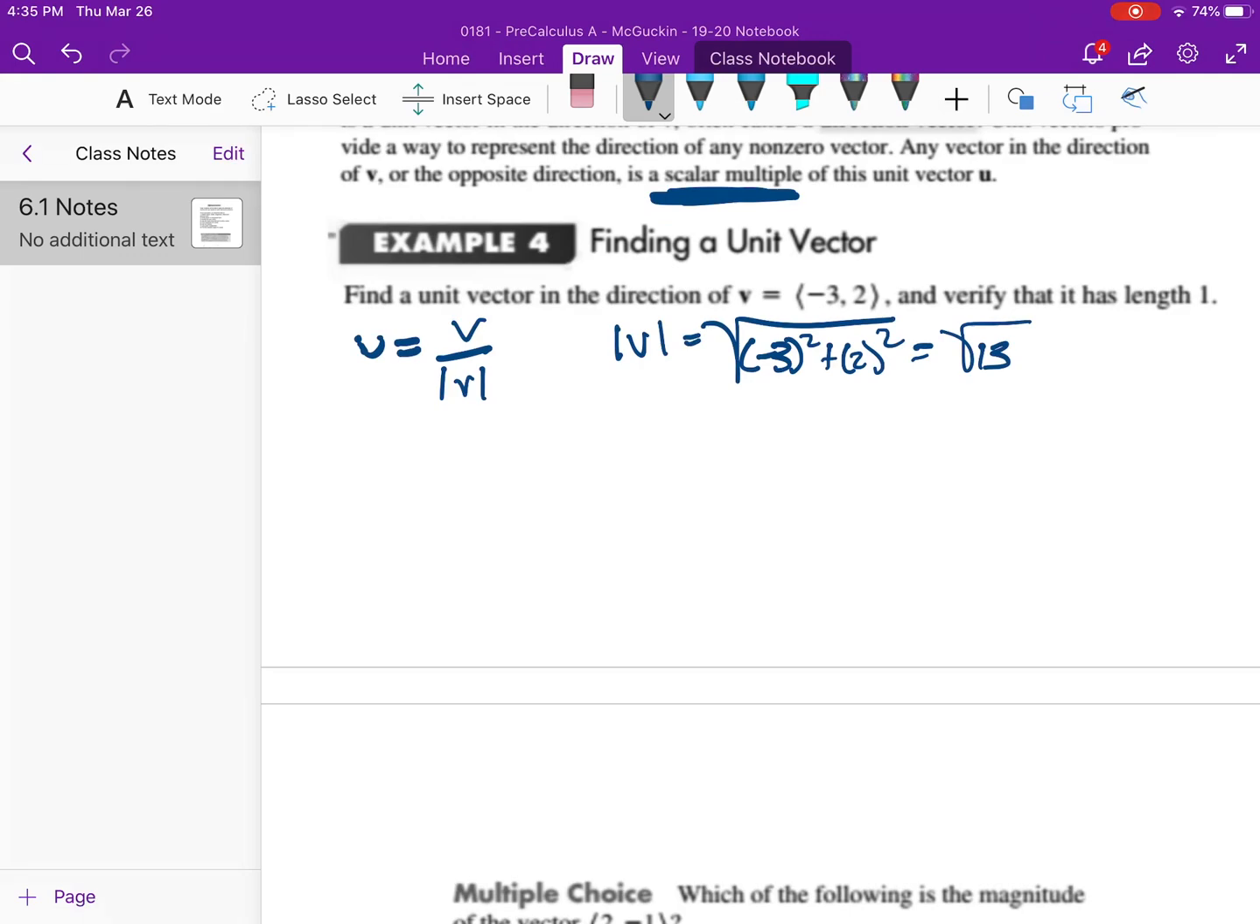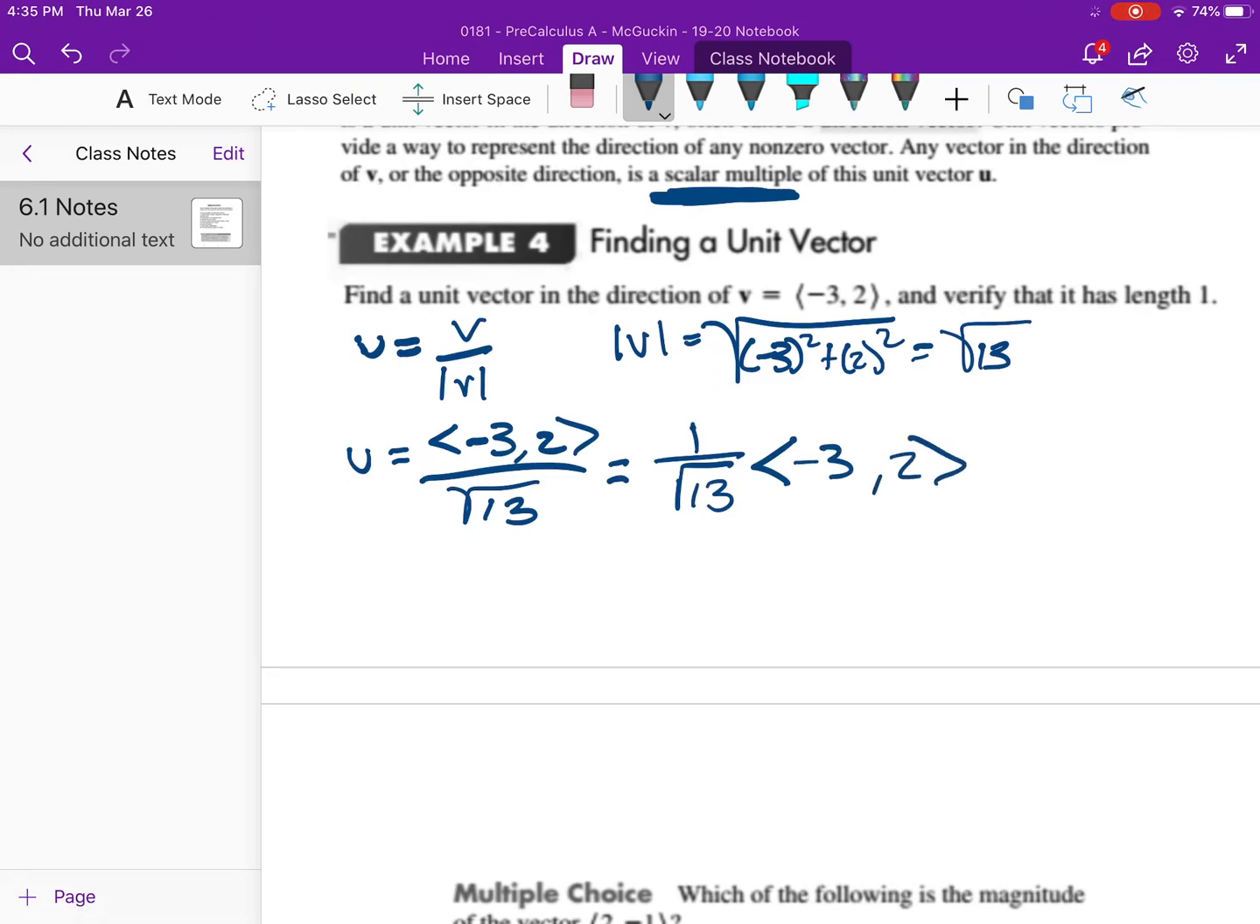And so our unit vector will now provide us our V over the magnitude. Let's take a look. We end up having U equal to -3, 2 over the square root of 13. I'm going to separate this to show you that 1 over the square root of 13 is just a scalar multiple. 1 over the square root of 13 is a number. It is a scalar. So that means our unit vector would end up being -3 over the square root of 13 and 2 over the square root of 13.